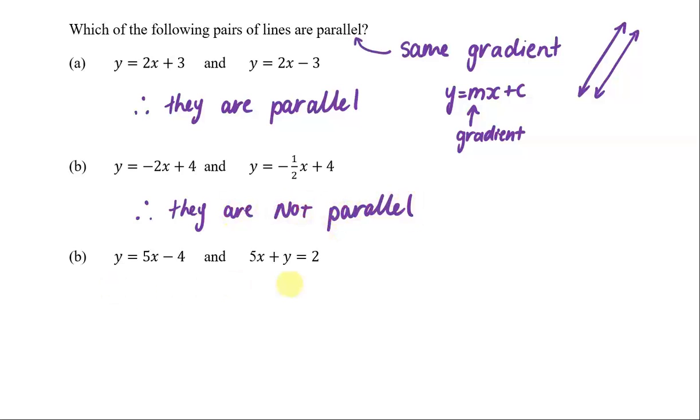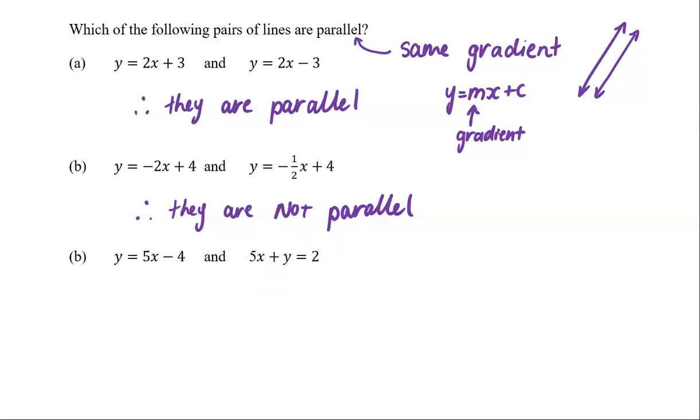Let's have a look at our last pair of equations. y equals 5x minus 4 and 5x plus y equals 2. Now there's a trick in this one. Have a look at our second equation. That's not written in the general form of the equation of a line. And so we can't read the gradient straight from this equation yet. We have to rearrange it into this form, y equals mx plus c, before we can read the gradient. It looks like they both have a gradient of 5, but that's not necessarily the case. They may be different once we rearrange them.